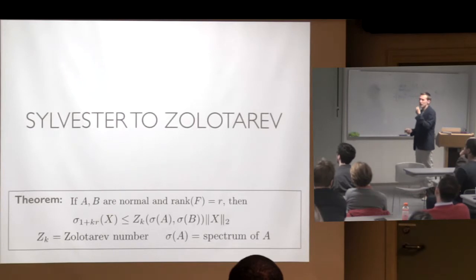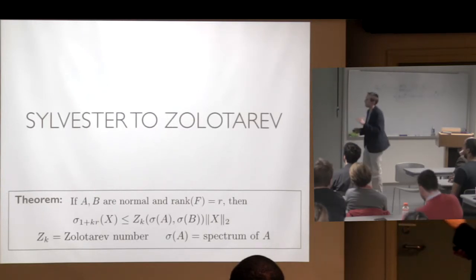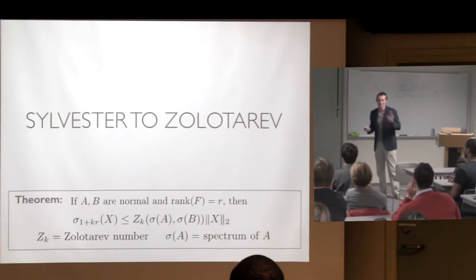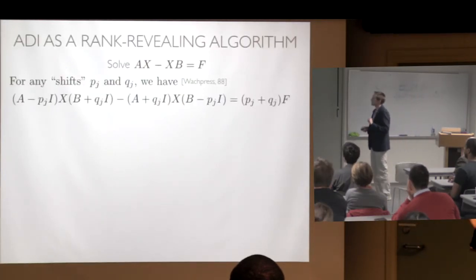I wanted to give just a hint at how you get from the Sylvester matrix equation to Zolotarev, because many of you might know the way we do it. If David Binder was in the room, I'm sure he would. He knows this because I spoke. So how does it work?